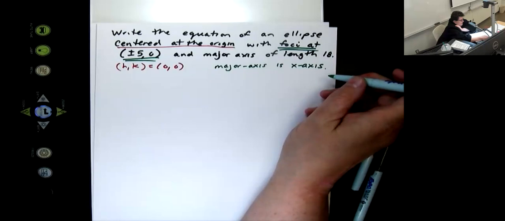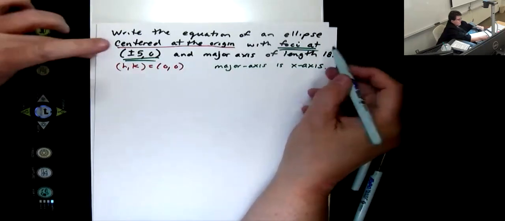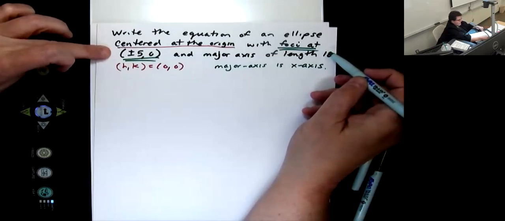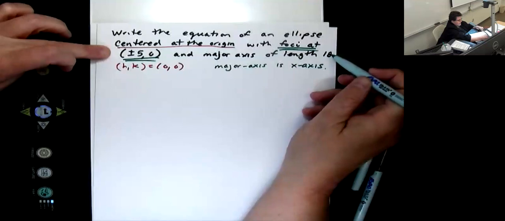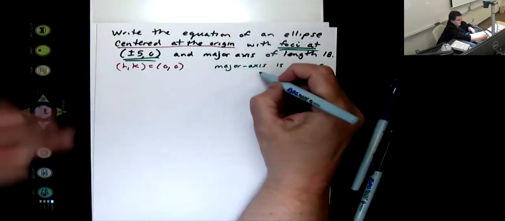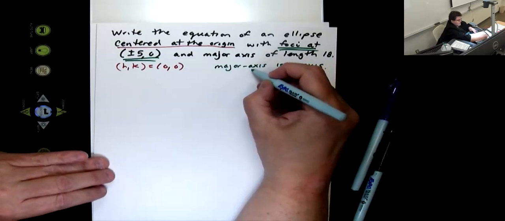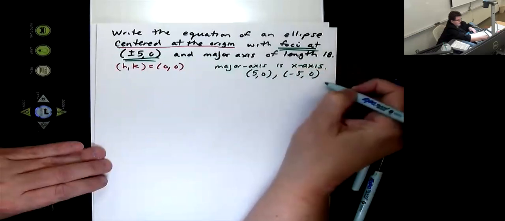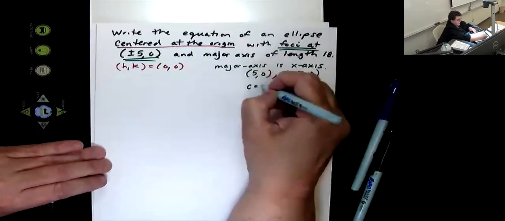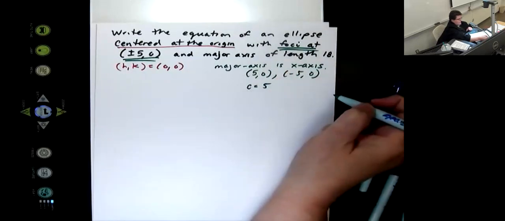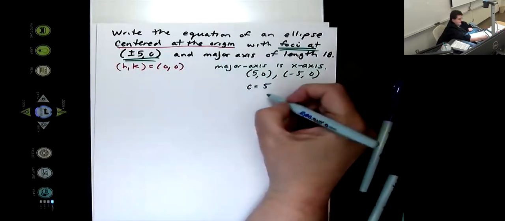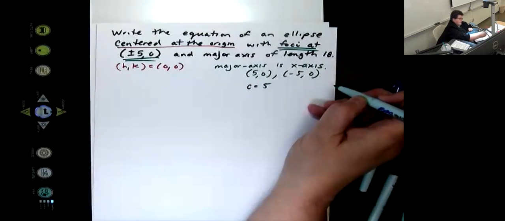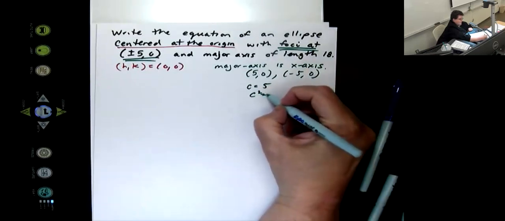Well, just with the foci at plus or minus 5, 0, there's another piece of information we can extract from this. The foci are at 5, 0 and negative 5, 0. What does that tell us? C has to equal 5, because the distance from the center to a focus is C, which means C squared is going to equal 25.